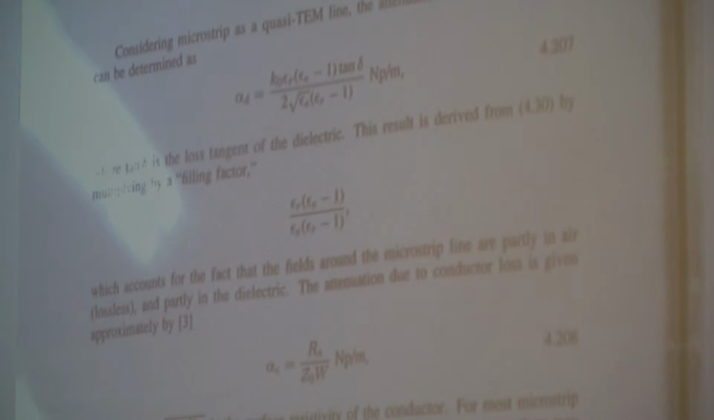Alpha sub D has the typical tan delta. Tan delta is the loss tangent of the dielectric. Do you guys remember what tan delta is? The ratio between epsilon double prime and epsilon prime. That's your tan delta. So epsilon double prime was related to the conductivity of the dielectric itself.